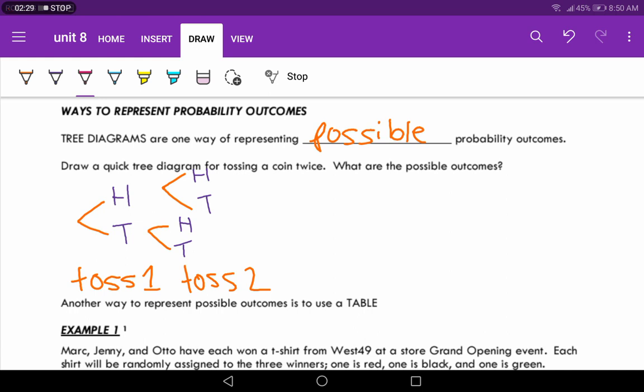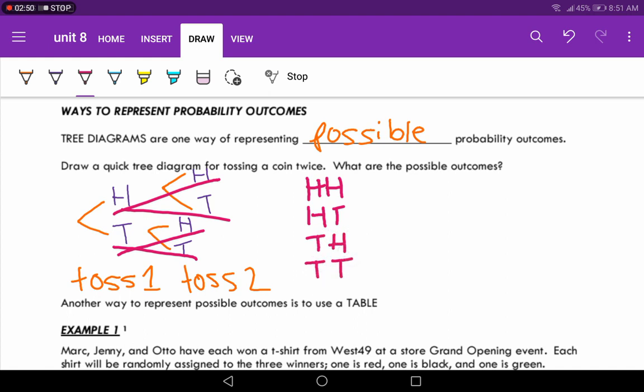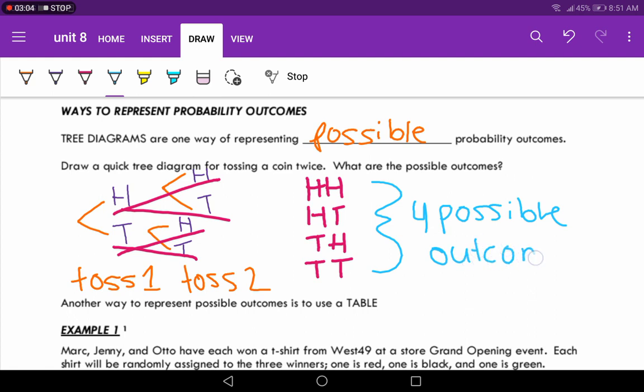Remember, when you're listing out the possible outcomes, you're just reading your tree diagram, right? So heads, heads; heads, tails; tails, heads; tails, tails. Those are all the possible situations. So there's only 4 possible outcomes. And again, that's mostly review, right? You should know how to do that from the last unit.